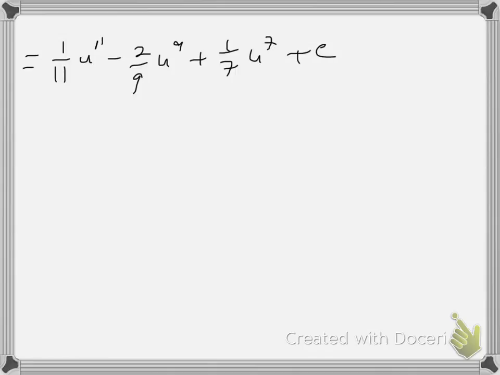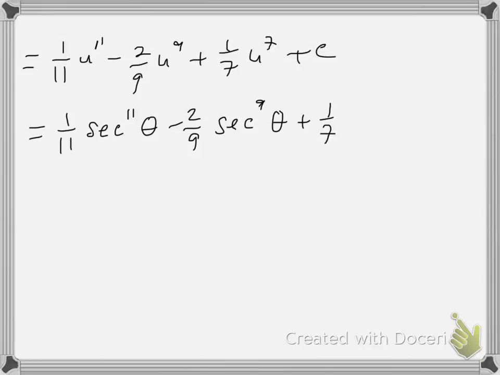Our u was the secant, so this becomes 1/11 the secant to the 11th of theta minus 2/9 the secant to the 9th of theta plus 1/7 the secant to the 7th of theta plus an arbitrary constant of c.